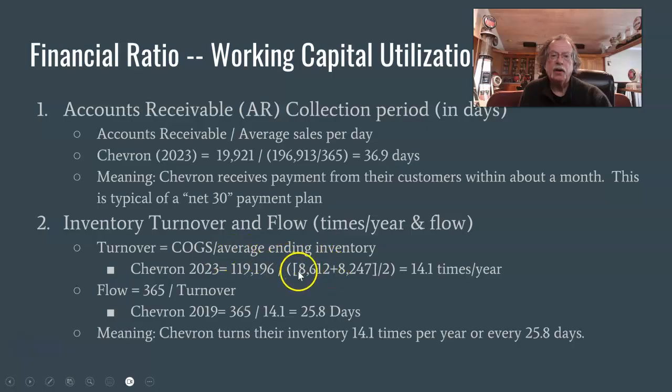So this is for 2023 and 2022, and this is the cost of goods sold off of the income statement for 2023. Again, I made the same mistake there. That's 2023, not 2019.